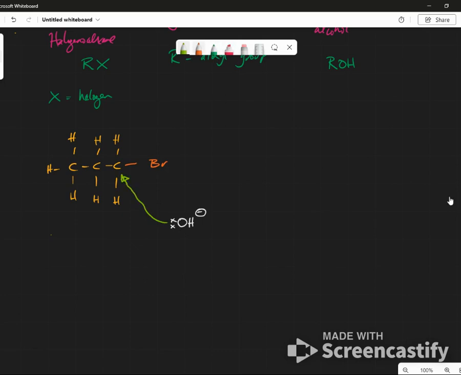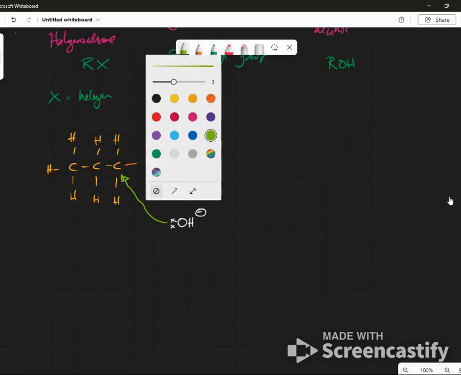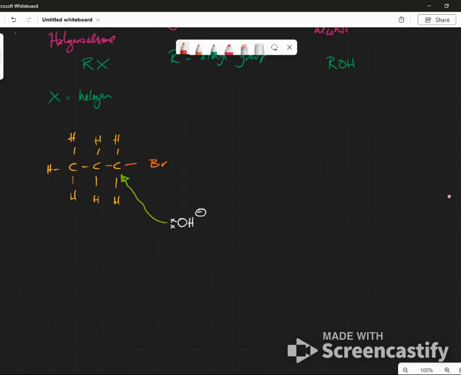Why does it attack it? Let me show you why it attacks it. And you've got to do this. This is delta plus, this is delta minus. You've got to write those delta pluses and delta minuses. Now, as it attacks it, these electrons jump onto the bromine. So we get this weird thing here. I keep changing colours, I can't keep to the same colour.